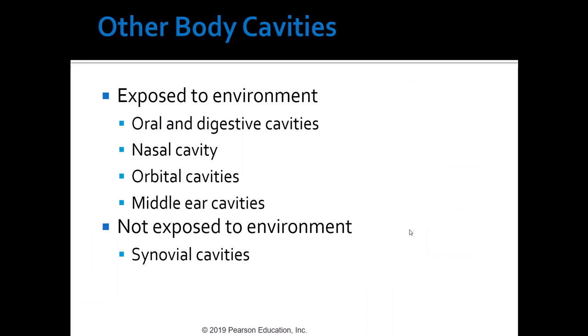We do have a couple other body cavities in the body, some which are exposed to the outside environment and some that are kind of internal. The internal cavities are known as synovial cavities. They are our joint cavities so that we can move our body around. The oral and digestive cavities are exposed to the environment. It's how we get food into our body and then out of our body. The nasal cavity, we're talking about the nasal region. The orbital cavities are your eye sockets, and then you have cavities in your middle ear where you have three tiny little bones that help you hear.